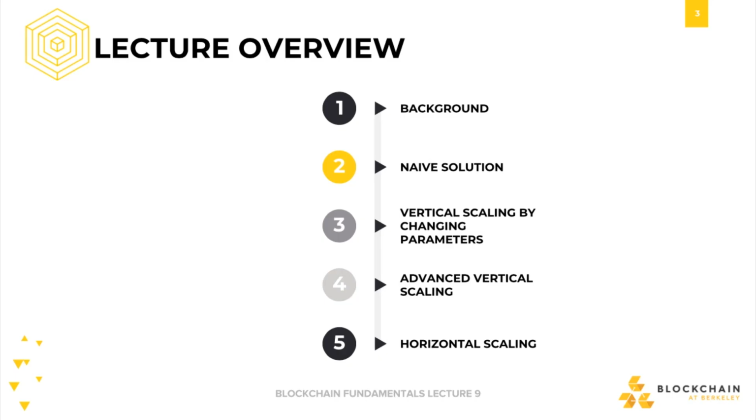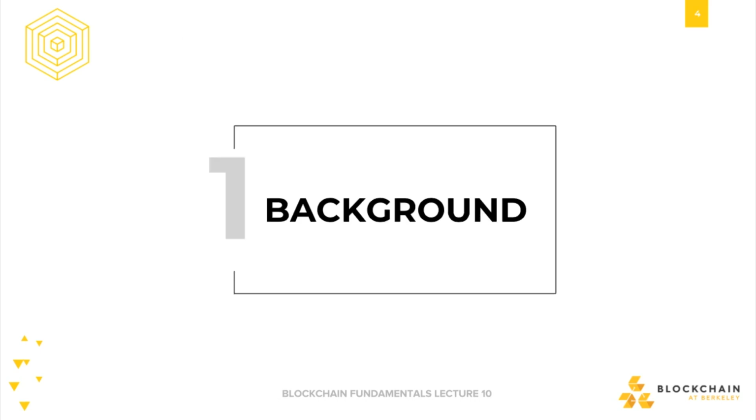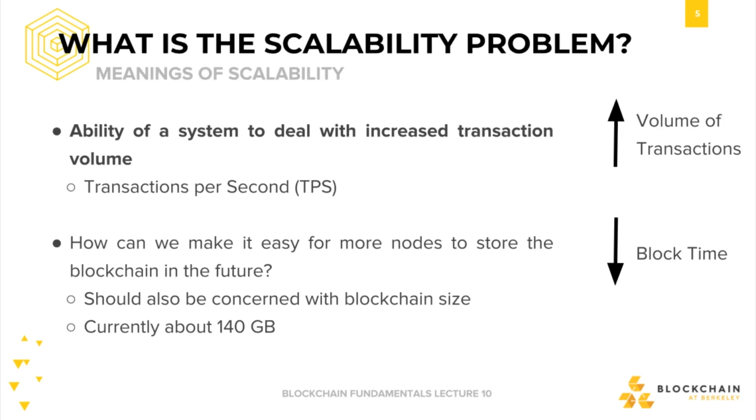We'll get started by talking about the background, what it means for blockchains to be scalable. We'll then talk about a naive solution and see why that doesn't work. And then we'll look at two different kinds of solutions. One is a vertical solution to the scaling problem, and another is a horizontal solution. So let's get started with some background.